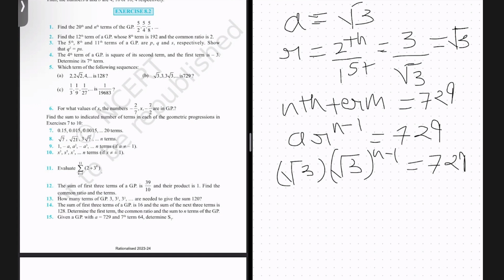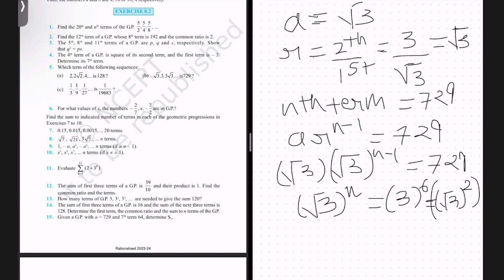Now, root 3 into root 3 power n minus 1, the powers can now be added. So on the LHS, we have root 3 raised to the power n. And on the RHS, let us express 729 in terms of root 3 and see what we get. So 729 is nothing but 3 raised to the power 6. And again, 3 can now be expressed as root 3 squared. So let us do that. We have this equating to root 3 whole square, and that entire thing raised to the power 6 would equate to 729.